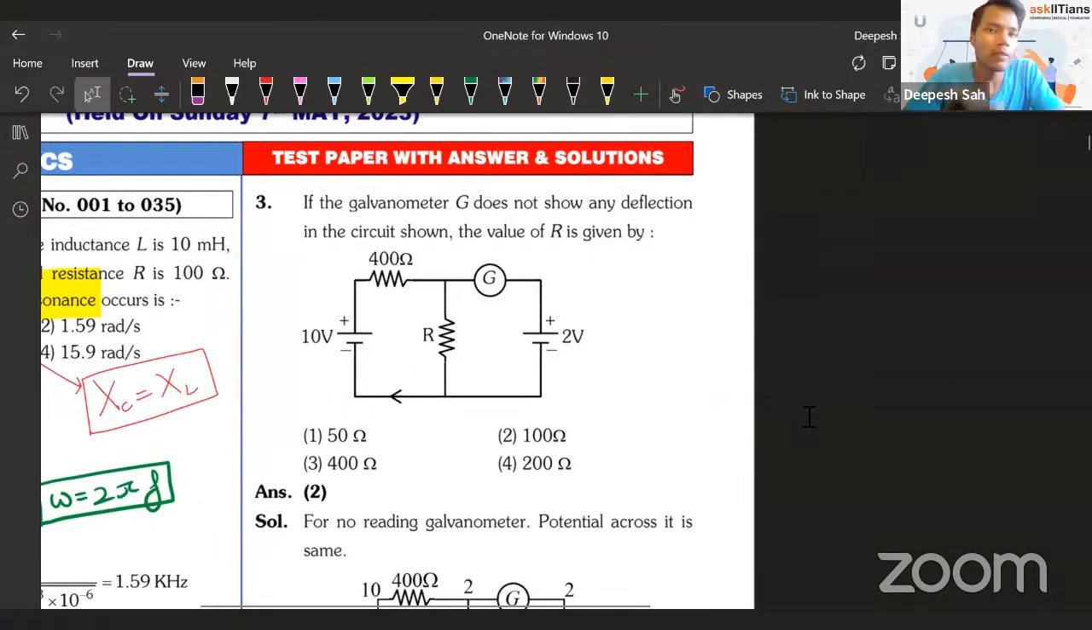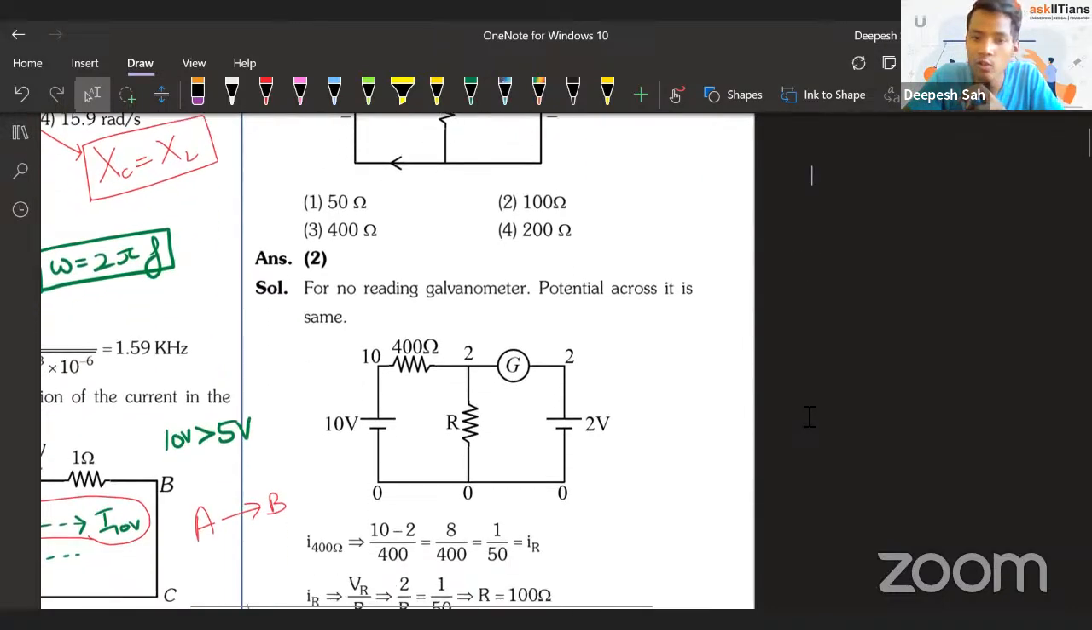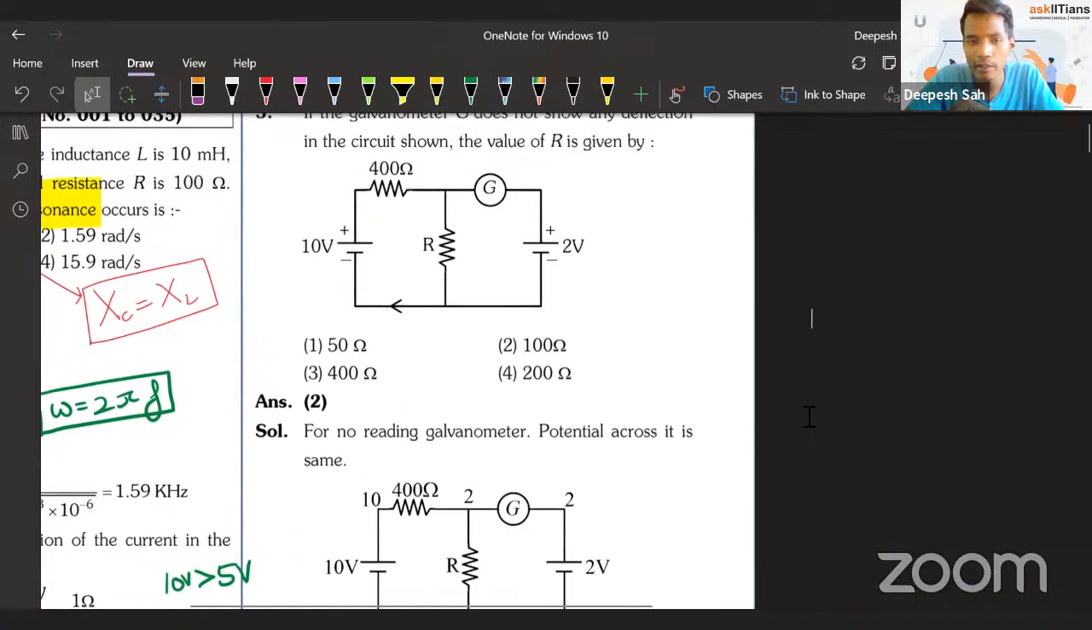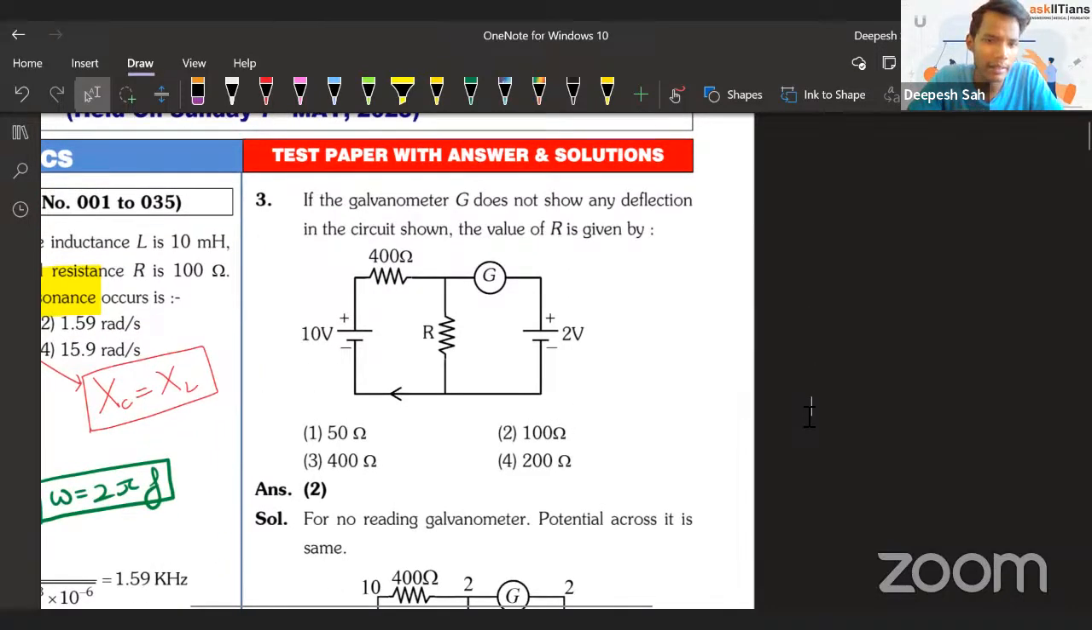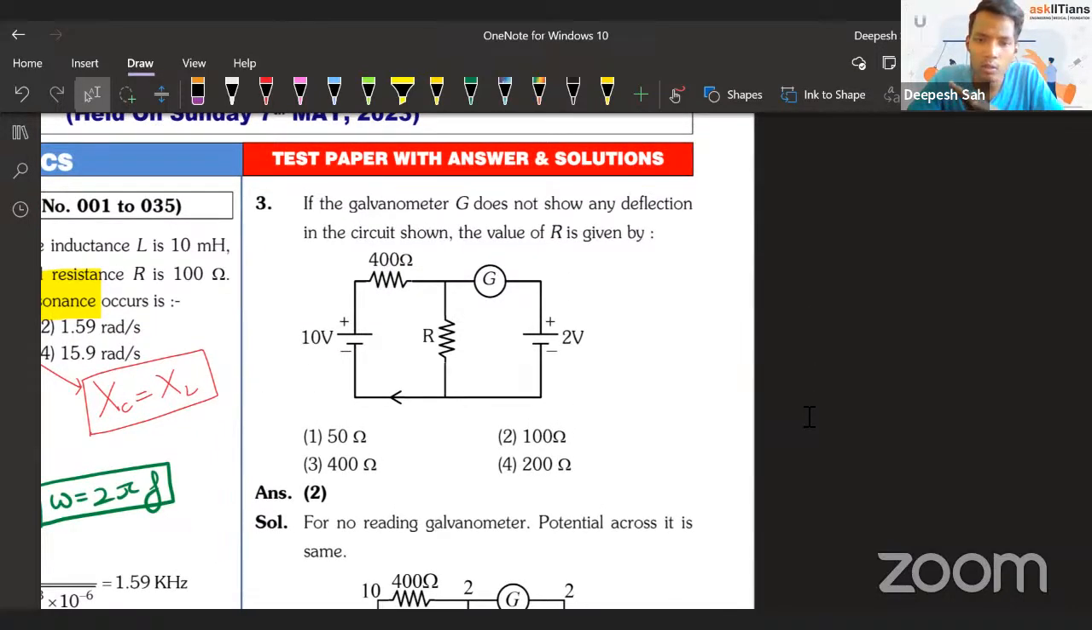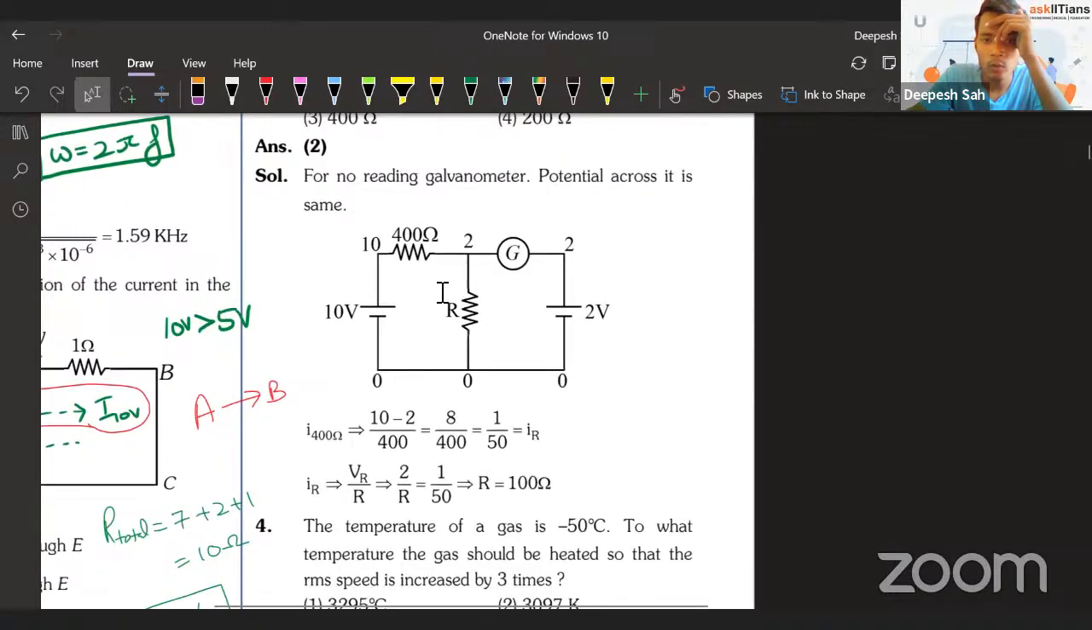Question number 3. If the galvanometer does not show any deflection in the circuit shown, then the value of R is. Now, this is actually a good question. I would not say this is an easy one. This is slightly different. They are saying that there is no reading in the galvanometer. It actually means that the current in this particular branch is going to be 0.